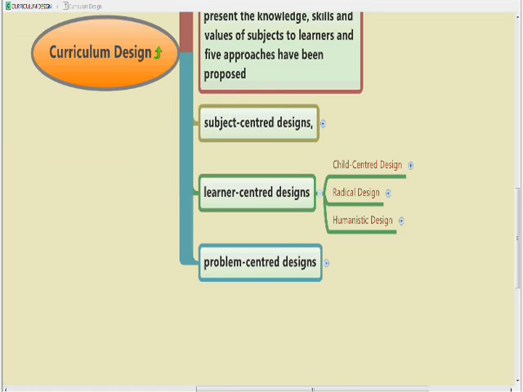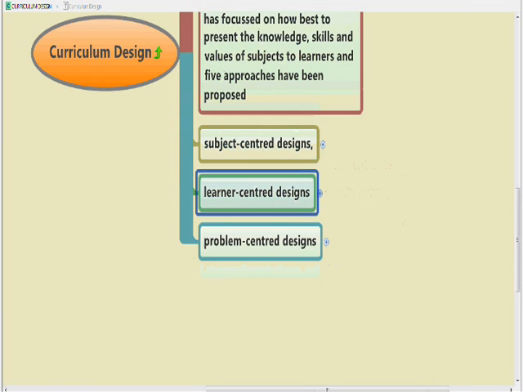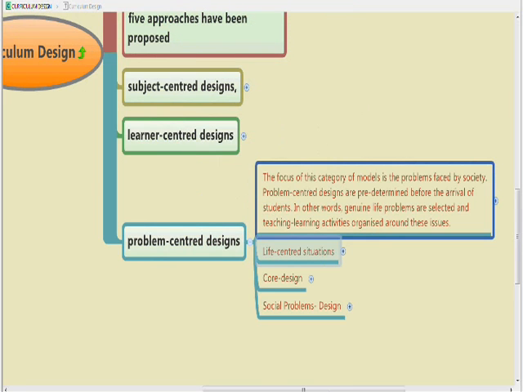Now, the final part of the curriculum design is problem-centered design. Let me see what I have for you over here. The focus of this category of model is problems faced by society. Problem-centered design is predetermined before the arrival of students. In other words, genuine life projects and teaching-learning activities are organized around this issue.